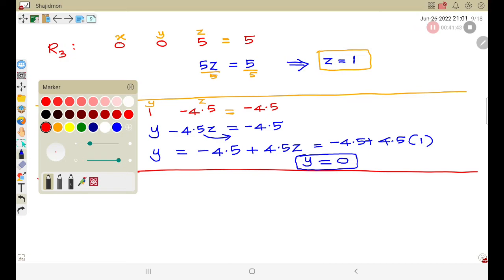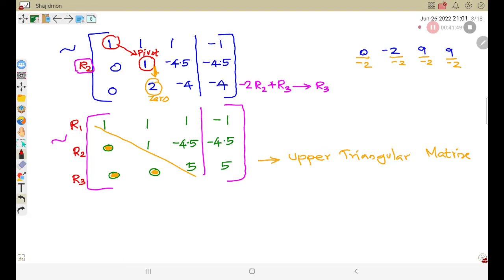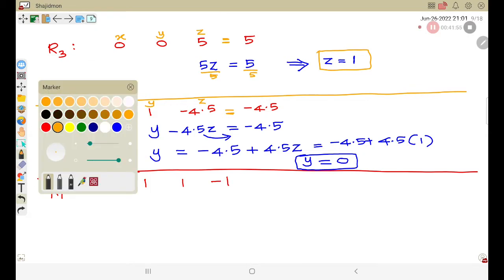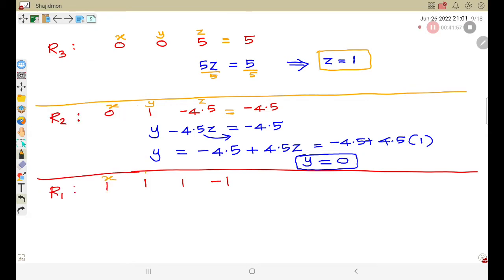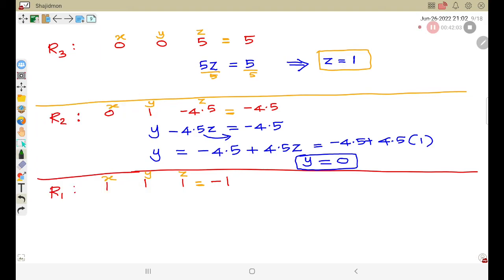Now, in the same way, we are changing the first row, last. Okay, R1. What is the first row here? 1, 1, 1, minus 1. As I told, the first numbers stand for x, y, z and the right side number, correct? So how to change it into an equation? 1 multiply x, plus 1 multiply y, plus 1 multiply z, equal to minus 1.